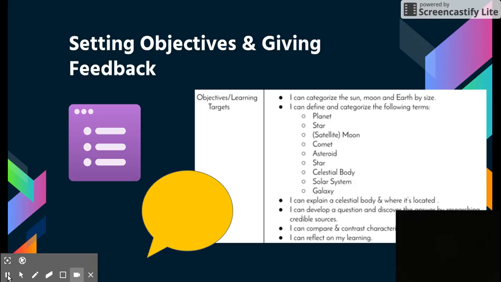So what I have done in my lesson, as I've talked about before, is I have some of my I can statements or my learning goals. And then again, I can use Google Forms. I can have conversations with my kids along with some of the other examples I talked about.